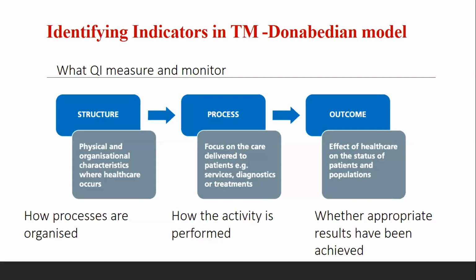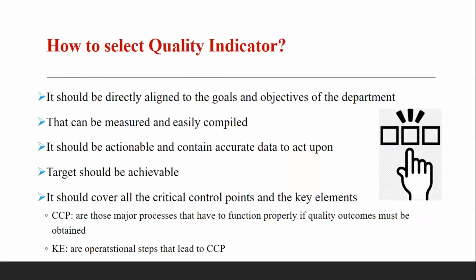So these are the three important measures that we need to consider, and based on that we can select the quality indicators. When we select quality indicators, it should be directly aligned to the goals and objectives of our transfusion services, and it can be measured easily and compiled, quantitative, and it should be actionable and contain accurate data to act upon. Target should be achievable.